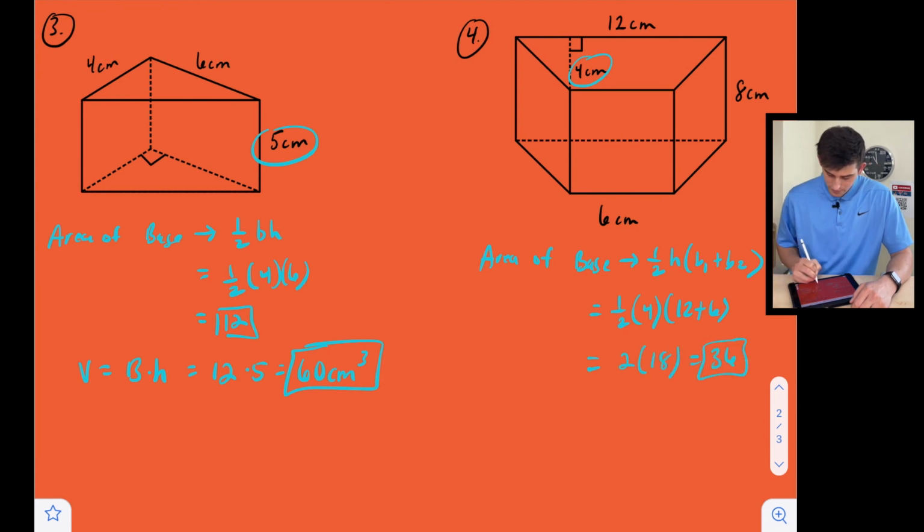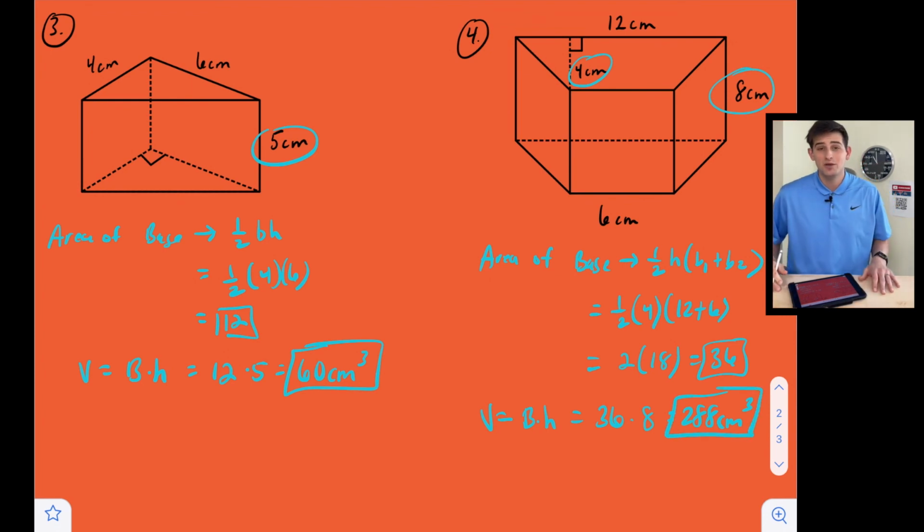And now we're going to multiply to find the volume. So base times height, so we have 36, which is our area of the base, capital B, and the height of our prism, which is 8, and we do 36 times 8, and we get a volume of 288 cubic centimeters. Okay, and that is how you find the volume of a prism.